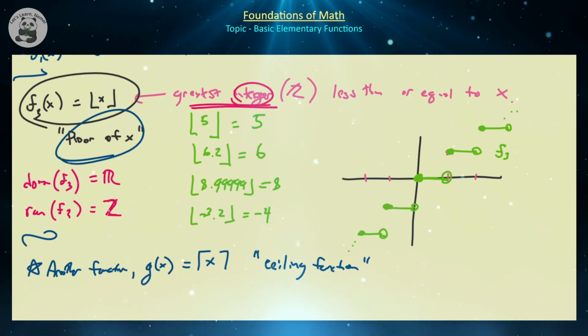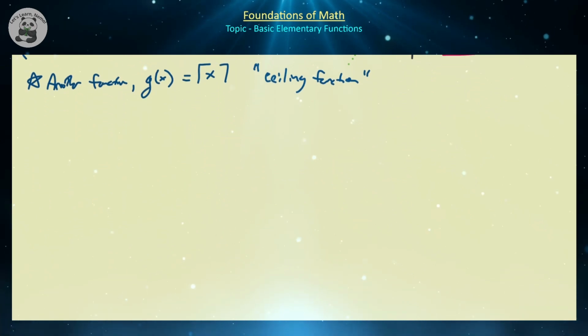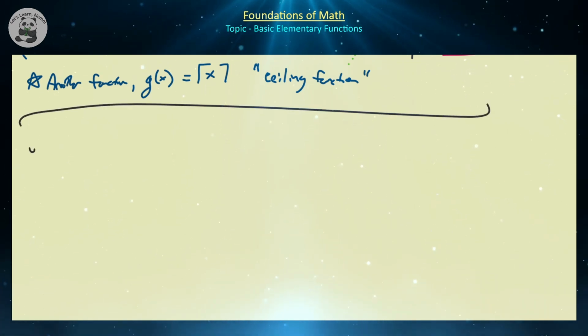And some people will also call this a step function, but there are actually infinitely many different types of step functions, so this is just one of many different types of step functions, but that's a common name for this function as well. So greatest integer function, floor function, step function, not really a good term, but definitely okay, as long as you know what you're talking about.